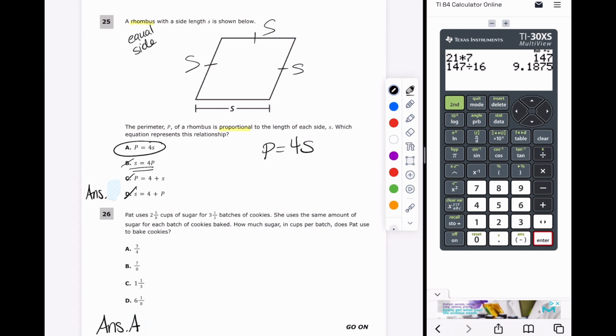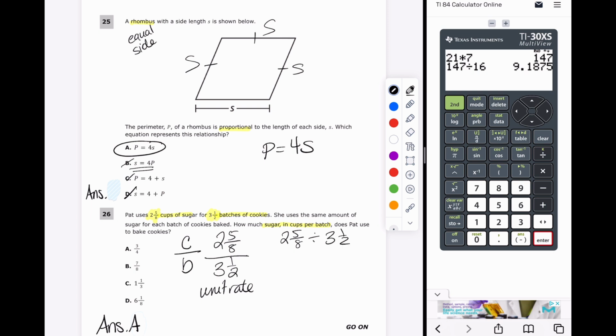Let's look at number 26 here. Pat uses 2 5/8 cups of sugar for 3.5 batches of cookies. She uses the same amount of sugar for every batch of cookies baked. How much sugar in cups per batch? So cups per batch, and she has 2 5/8 cups over 3.5 batches. So I want to find the unit rate. So I'm going to divide 2 5/8 divided by 3.5.